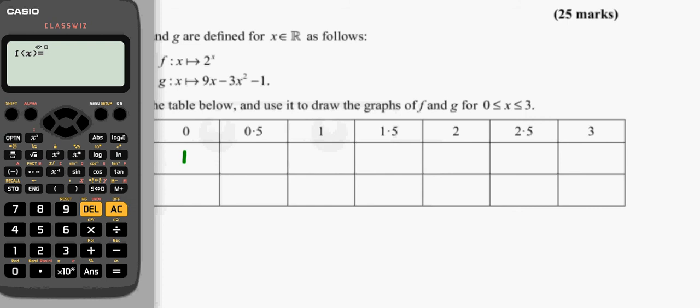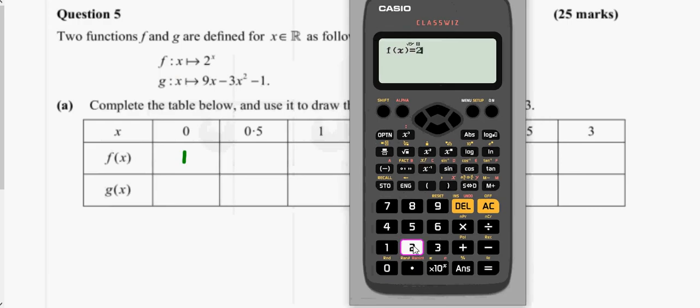But this time you're going up in 0.5s. Start at 0, and then go as far as 3. Step at 0.5. You should get full marks every time, lads. So see those points there? 1, 1.4, 2, 2.8, 3.